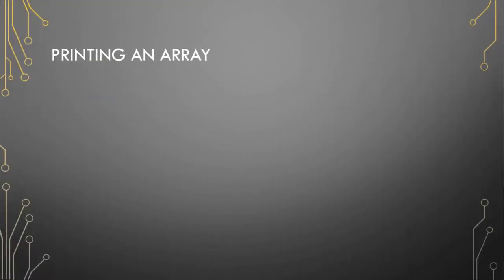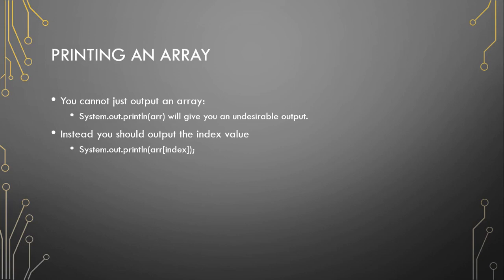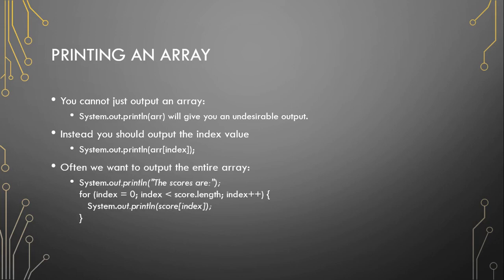All right, let's look at printing an array. You can't just output an array, because if you just do like System.out.println with the name of your array, it's going to give you undesirable output, usually because it's referencing memory and stuff like that. Instead, you should output the index value, System.out.println(array[index]). Often we want to output the entire array as well, so we can do that using a for loop. So System.out.println, the scores are, for int index = 0, index < score.length, index++, System.out.println(score[index]).